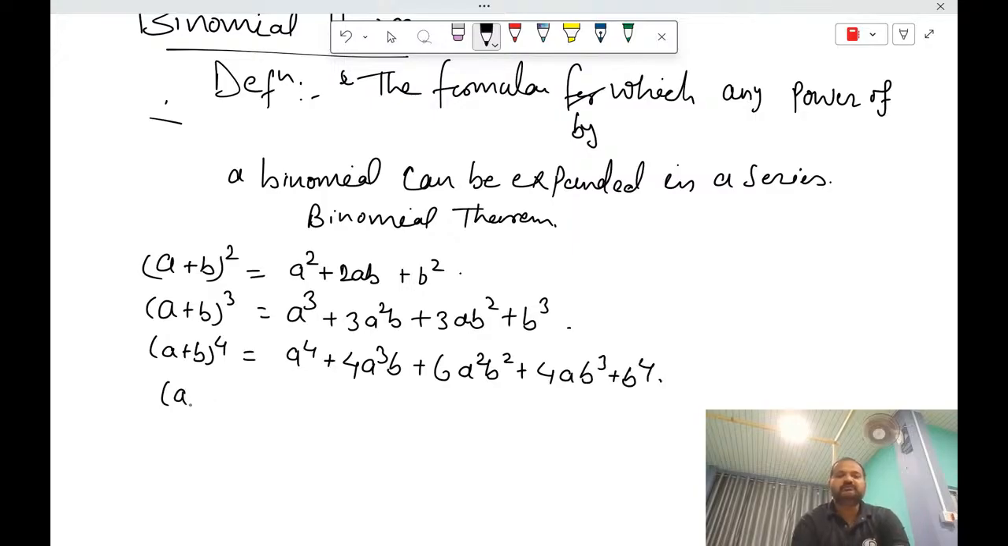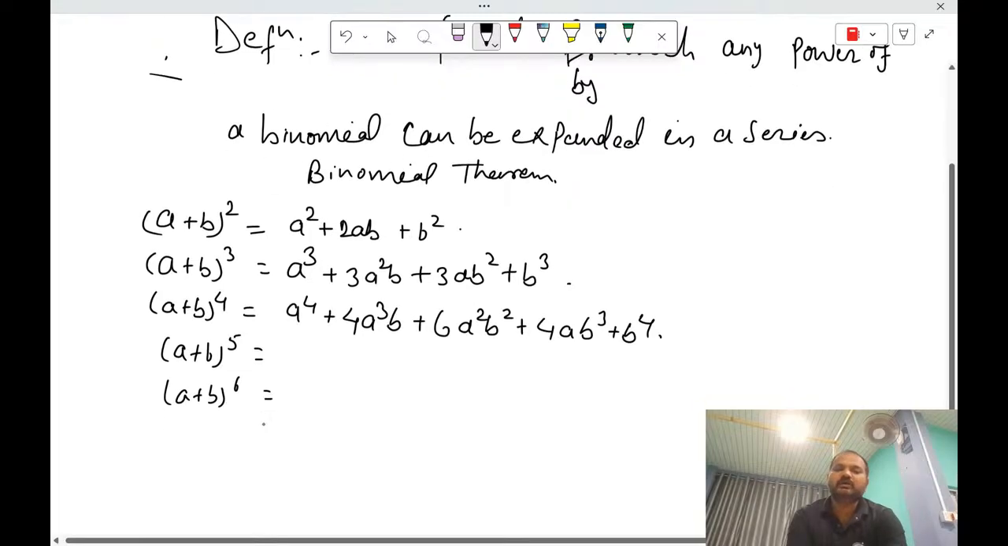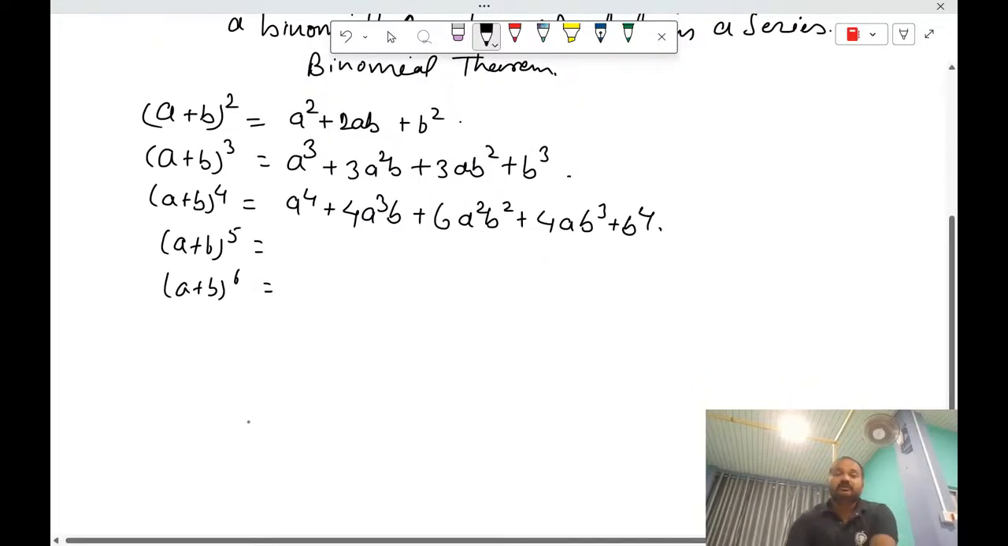Okay, similarly, we can find the formula of a plus b whole to the power 5, a plus b whole to the power 6 by using the binomial theorem. How can we expand this formula?